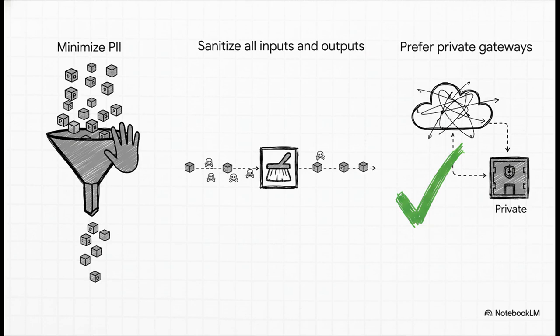First, minimize PII. The safest data is the data you never collect in the first place. Simple as that. If the AI doesn't need it, don't feed it. Second, sanitize all inputs and outputs. This is the zero trust approach. You have to assume any data coming in or going out could be a risk until you've cleaned it. And third, prefer private gateways. Whenever you can, use models that are hosted in a private, controlled environment. It just gives you so much more security than a public API ever could.